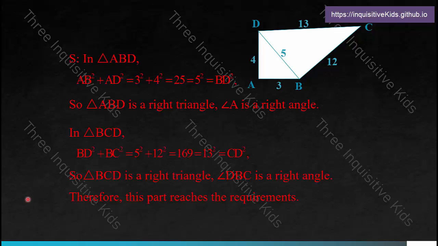So this is what it's all like together. It says in triangle ABD, AB squared plus AD squared is equal to 3 squared plus 4 squared, which is equal to 25, which is also equal to 5 squared, which is equal to BD squared. So triangle ABD is a right triangle, and angle A is a right angle. In triangle BCD, BD squared plus BC squared is equal to 5 squared plus 12 squared, which is equal to 169, which is equal to 13 squared, which is equal to CD squared. So triangle BCD is a right triangle, angle DBC is a right angle. Therefore, this part meets the requirements.